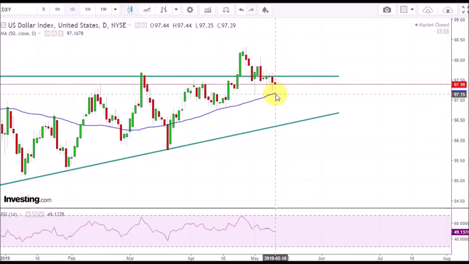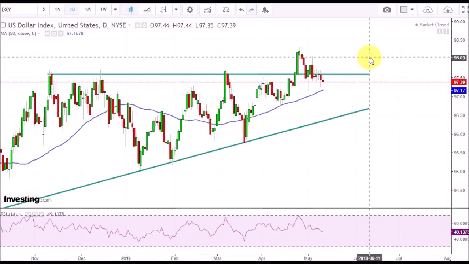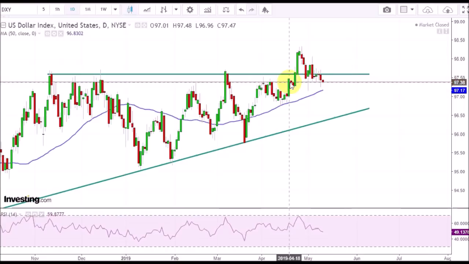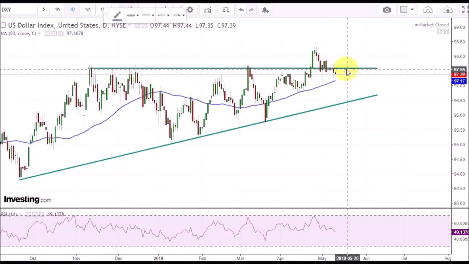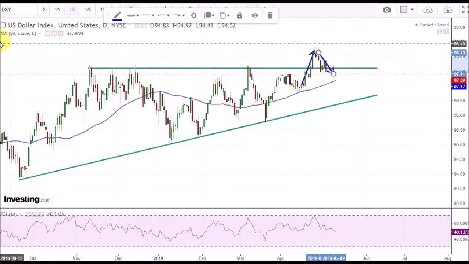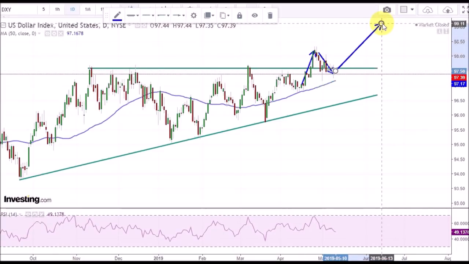So a case might be made that a successful retest might be followed by a bounce up in the US dollar. Another case might be made that the US dollar has already started the breakout of this ascending triangle, and it's currently just in the retest mode where it's retesting the breakout. And again, a case might be made that a successful retest of this breakout might be followed by a continuation of the US dollar moving upwards.